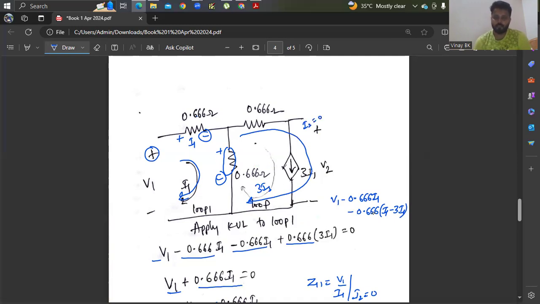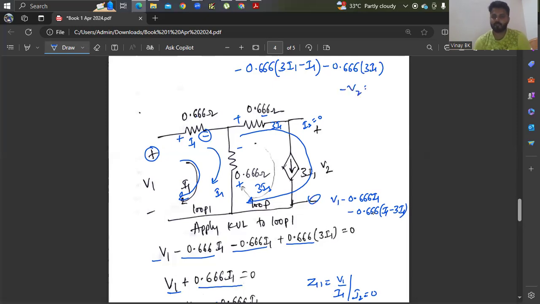So now apply KVL to this, you can get this is plus and minus. Here also plus and minus, voltage you already have. So therefore, I'll rewrite here minus 0.666 into 3I1 minus I1. I1 is flowing here in the opposite direction, so that 3I1 minus I1, minus 0.666 into current flow. So this is 3I1 into 3I1, then minus V2 equals 0.